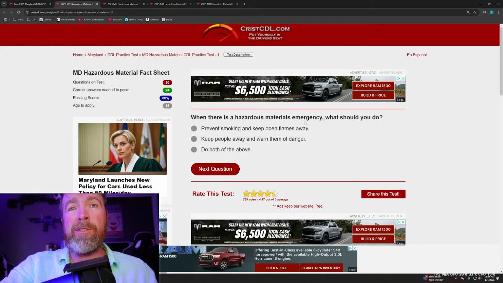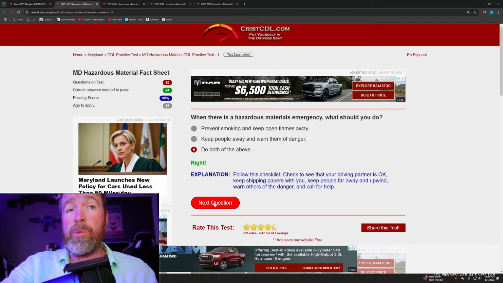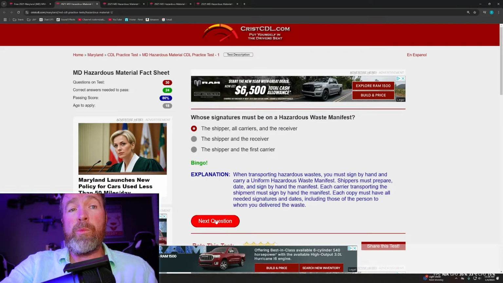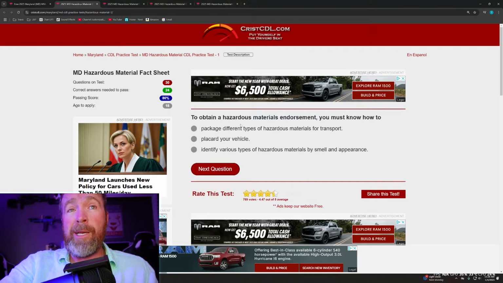When there is a hazardous materials emergency, what should you do? Prevent people from smoking, keep people away. Do both of the above. Whose signature must be on a hazardous waste manifest? The shippers, all carriers, and the receiver. To obtain a hazardous materials endorsement, you must know how to placard your vehicle.